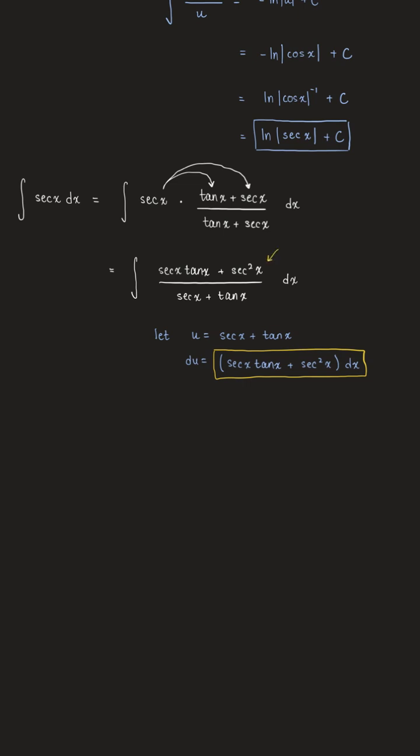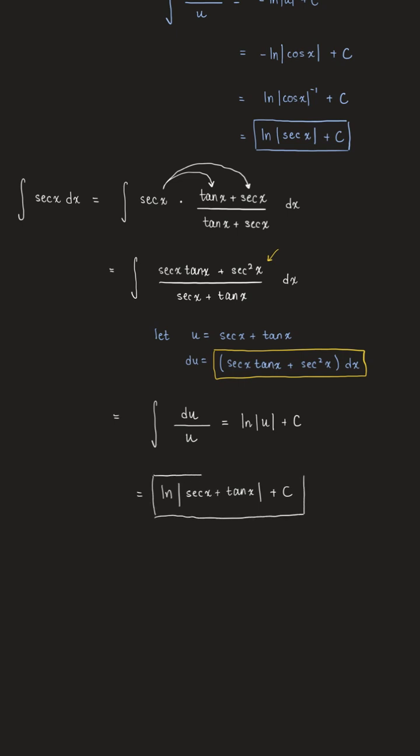So we can write, in terms of u, the numerator is just du, and the denominator is all of u. Well, we know that the antiderivative of 1 over u du is the natural log of the absolute value of u plus c. And then let's substitute back in for u in terms of x. So this will be the natural log of the absolute value of secant x plus tangent x plus our arbitrary constant c. And that is the integral of secant.